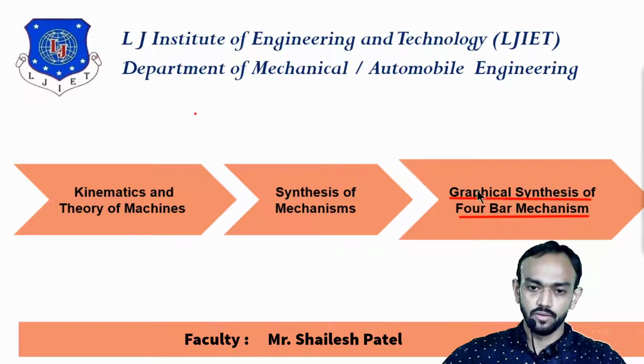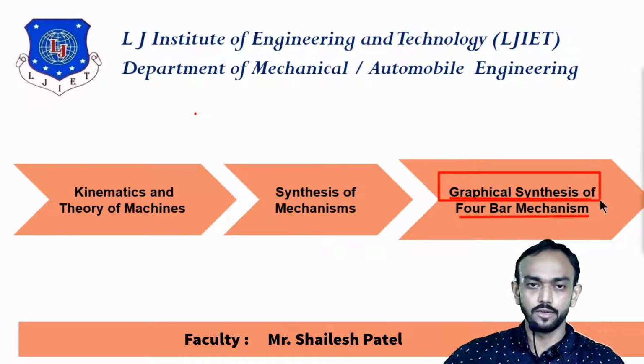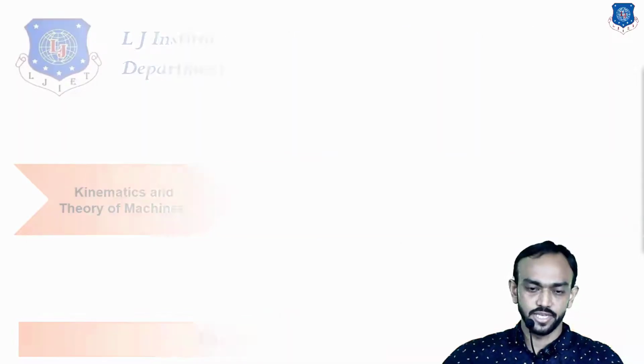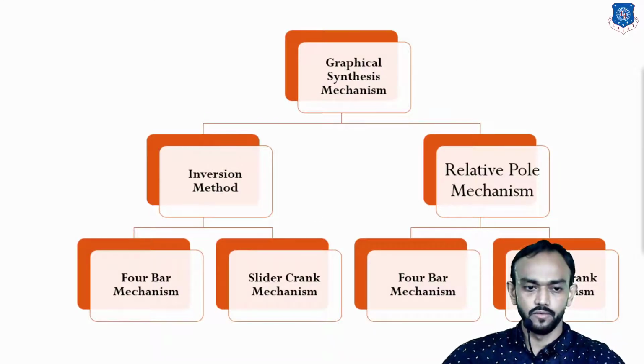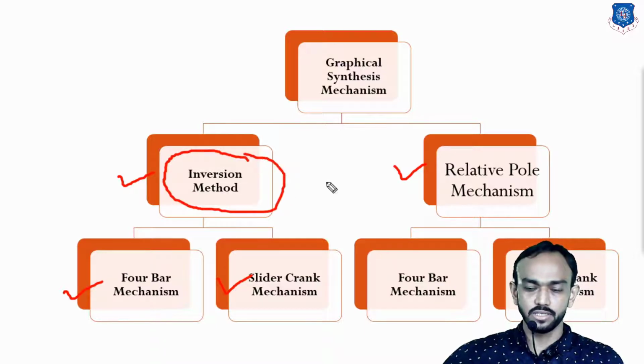In this lecture we will study the graphical synthesis of the 4-bar chain mechanism. First of all, we have to check the methods of graphical synthesis in this chapter. There are two methods: one is the inversion method and the second is the relative pole method. In this chapter we will study the 4-bar chain mechanism and the slider crank chain mechanism, and we make the graphical synthesis by the inversion method first, and then the same mechanisms, 4-bar and single slider, by the relative pole method.